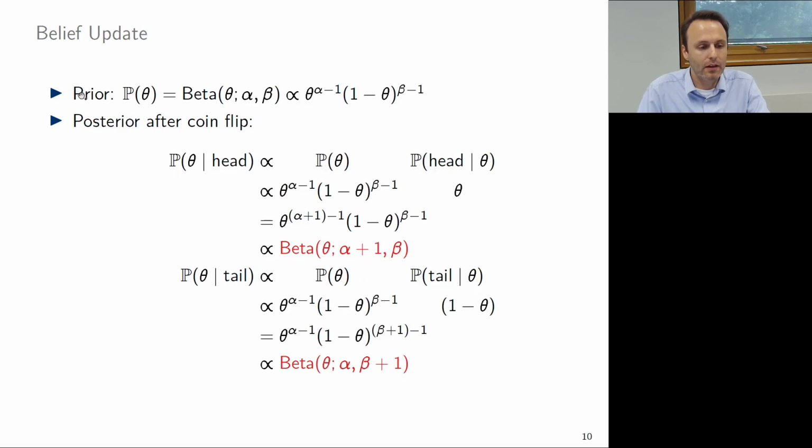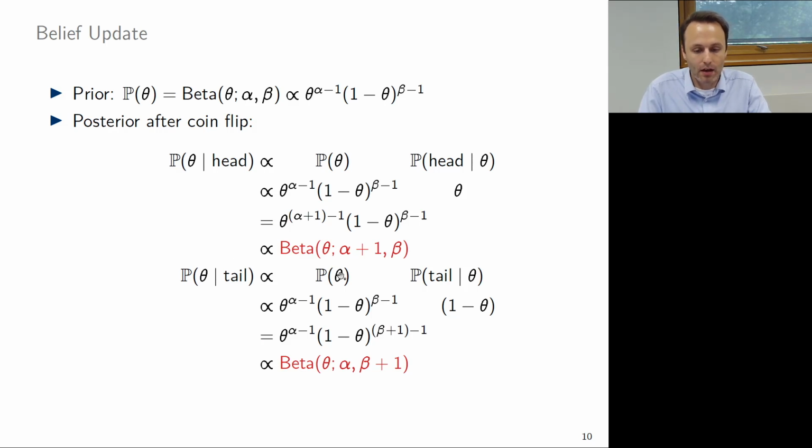Now, if we have this prior distribution, we can, after a coin flip, multiply the likelihood of having received a head with the prior belief to get a posterior belief. If we do that, the probability of seeing head given theta is just theta. So we increment this hyperparameter alpha by 1.